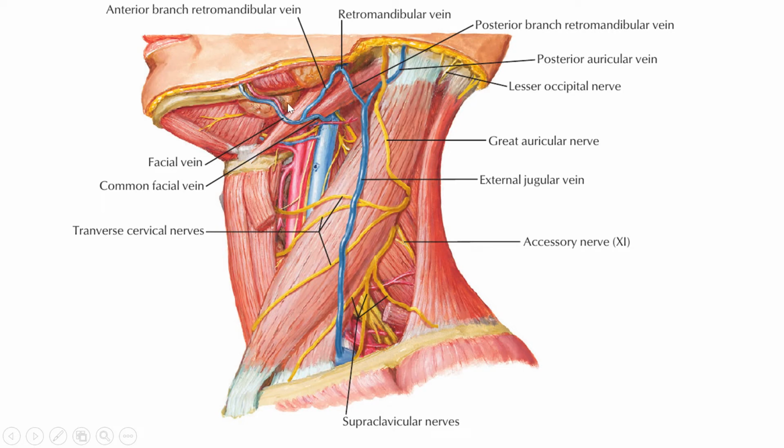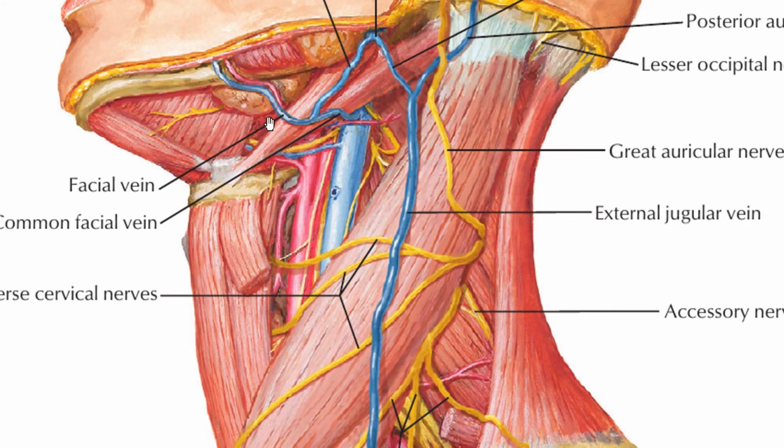So look at this gland. This gland is the submandibular gland, and it almost fills this triangle. So what are the contents of this triangle? The submandibular gland is one of them. Then we have the facial artery. Look at this facial artery. Then we have the facial vein. This is also a content of this triangle. Then we have the hypoglossal nerve.